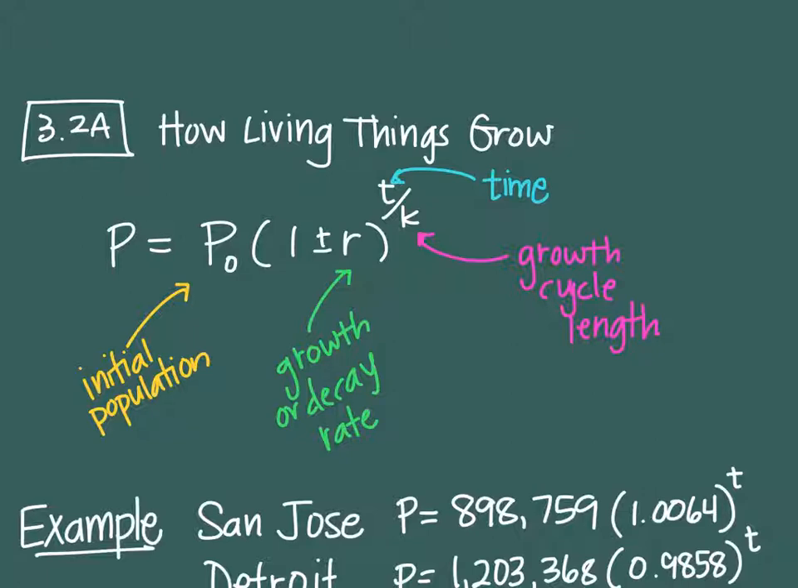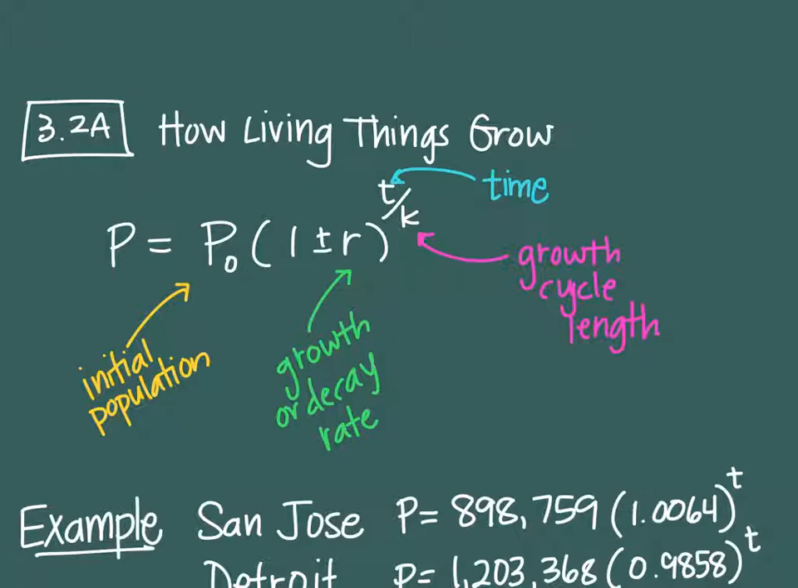Whereas Detroit, its 1 plus r is 0.9858 right now. If I subtract 1 from both sides of that, I get a negative number, negative 0.0142. And if you move the decimal on that, that's negative 1.42%. So San Jose is showing a growth rate, whereas Detroit is showing a decay rate.